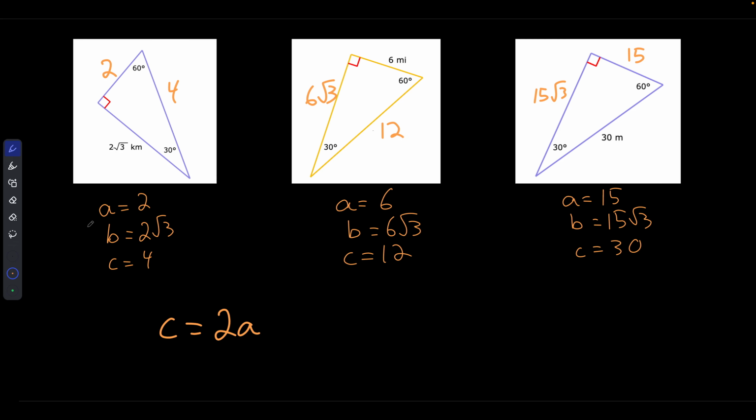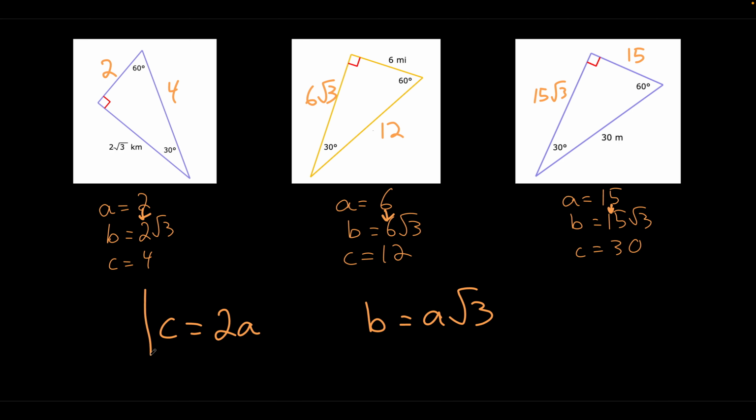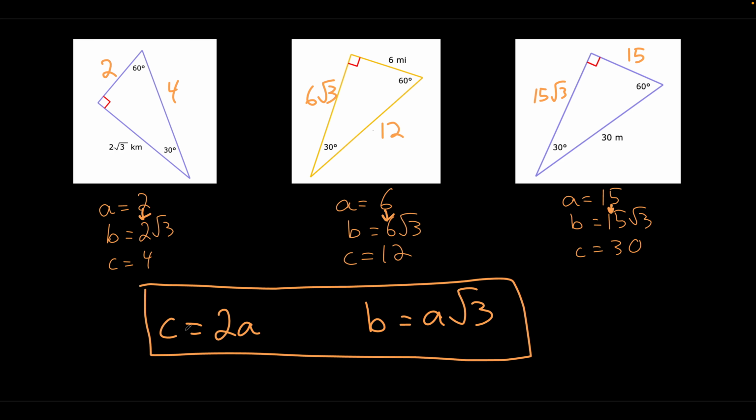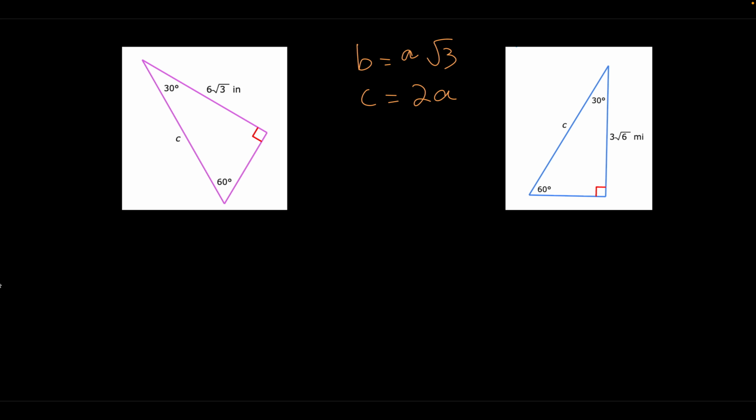The other pattern is that your B value is always equal to A square root of 3. Okay, so this number A always goes in front of the square root of 3. That's your B. So here are our two formulas that we're going to use. I've got them on the next slide. Here they are. So let's try some problems.